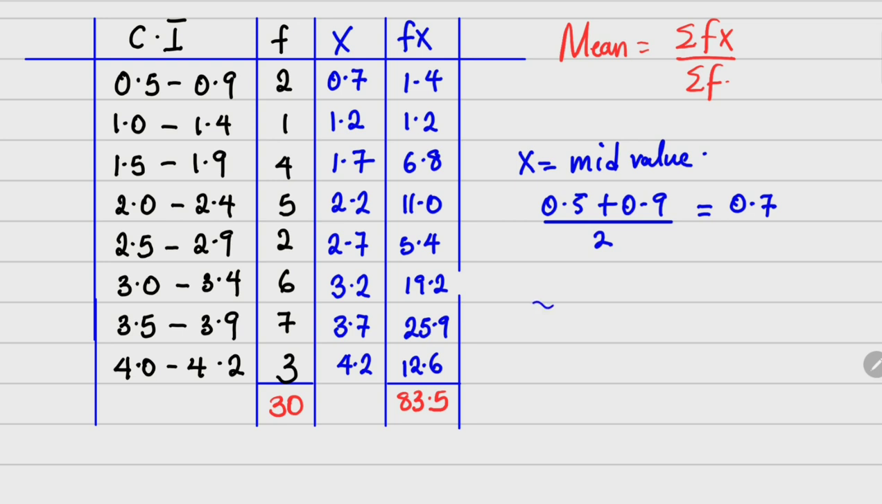Since we have this, we now move straight to work our question, which says that the mean will be summation fx, which is 83.5, divided by 30, and the answer is 2.7833. So it is approximately 2.8. So that is our mean. We're done with that. So let's move to the next to find the median.